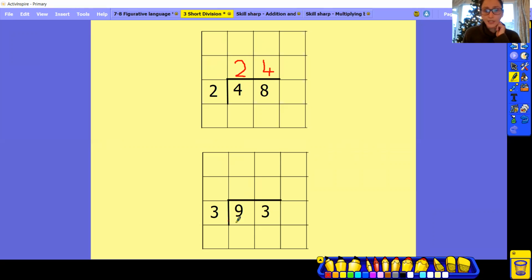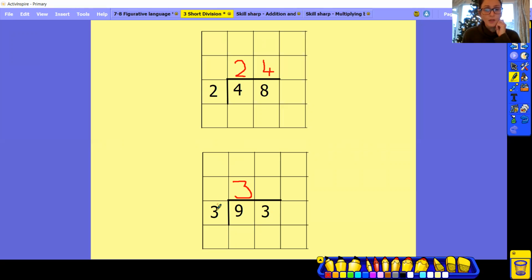If you want to have a quick pause and have a go at this one, do so. Okay, so again, always start off with your tens column, with your biggest value. So I'm going to do 9 divided by 3. So again, see how many 3s go into 9. 3, 6, 9 equals 3.